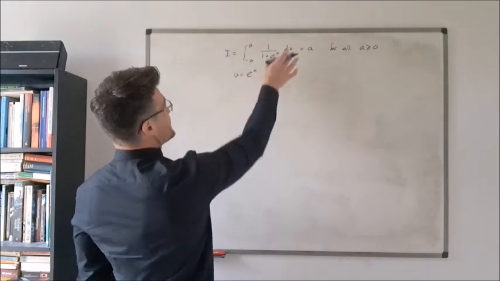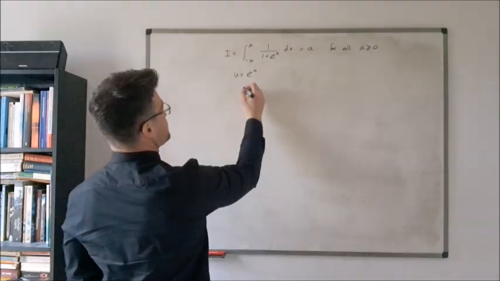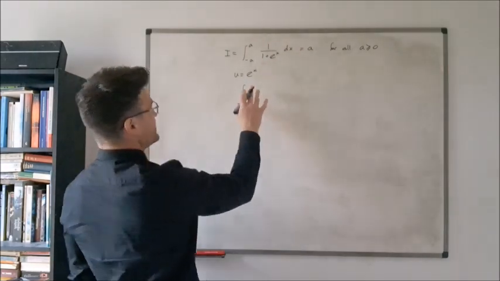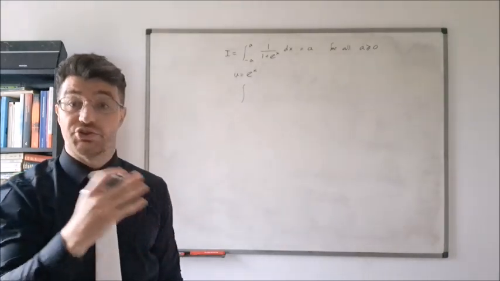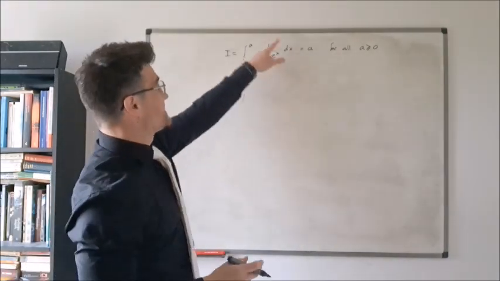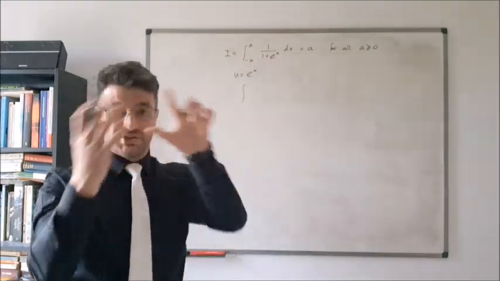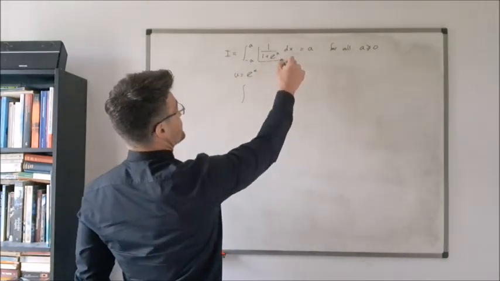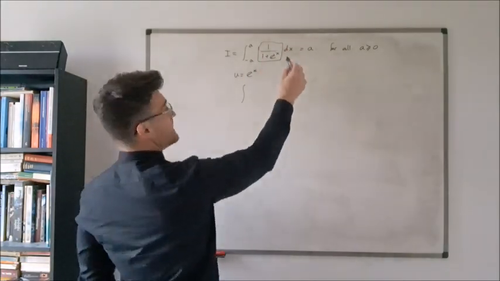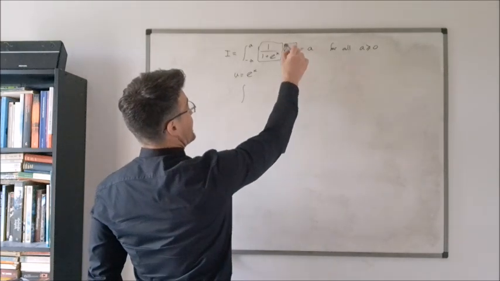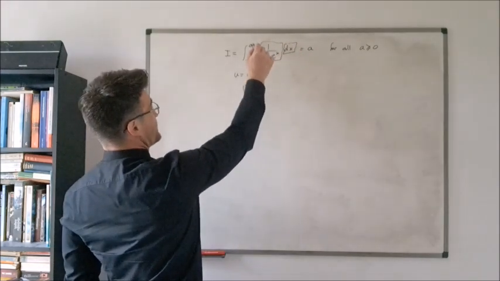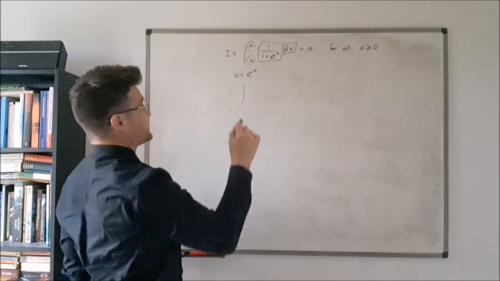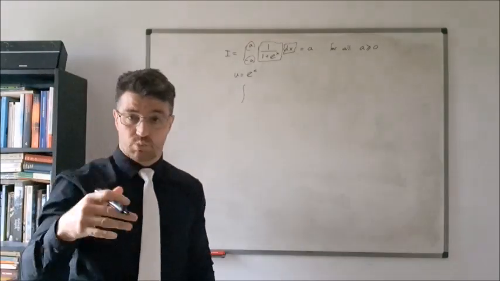So, okay, I need to change all of this into an integral in u. This is an integral in x. I need to change it all now to an integral in u. That means I need to sort out the integrand, I need to sort out the dx, and I need to sort out also these limits. I do these one step at a time.